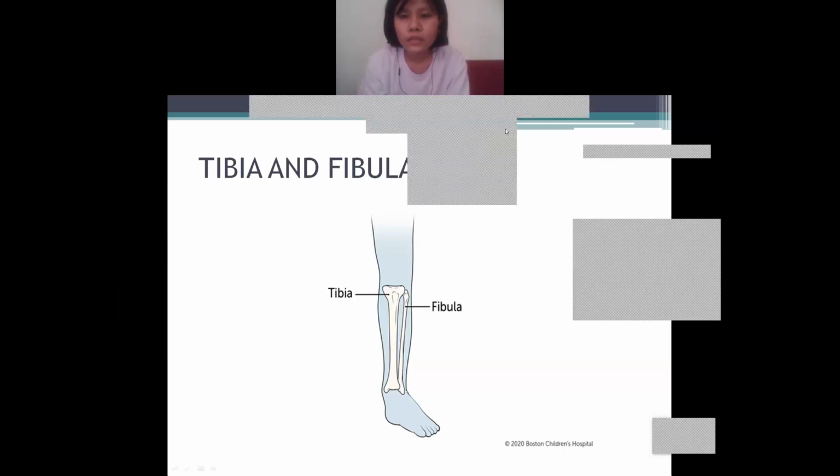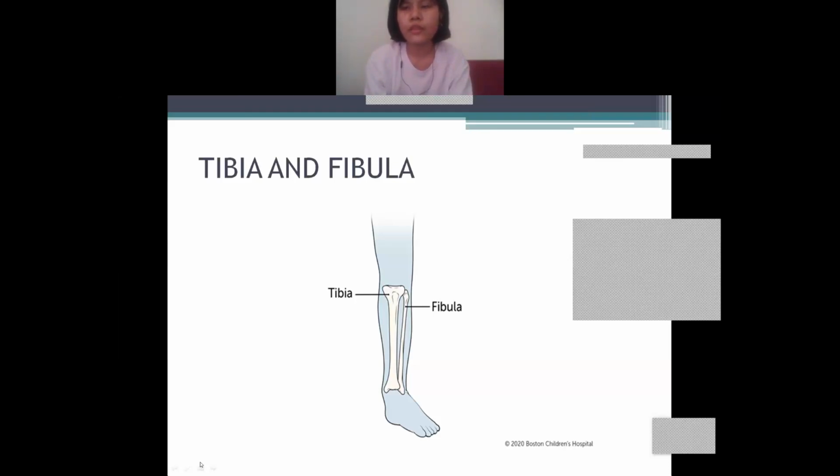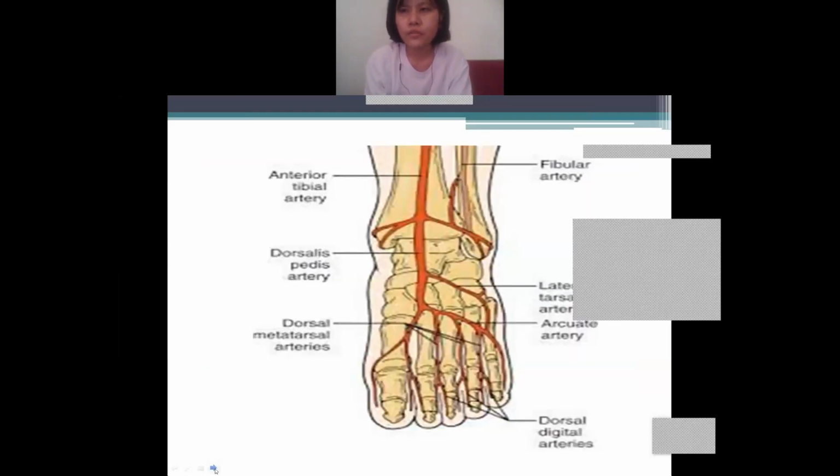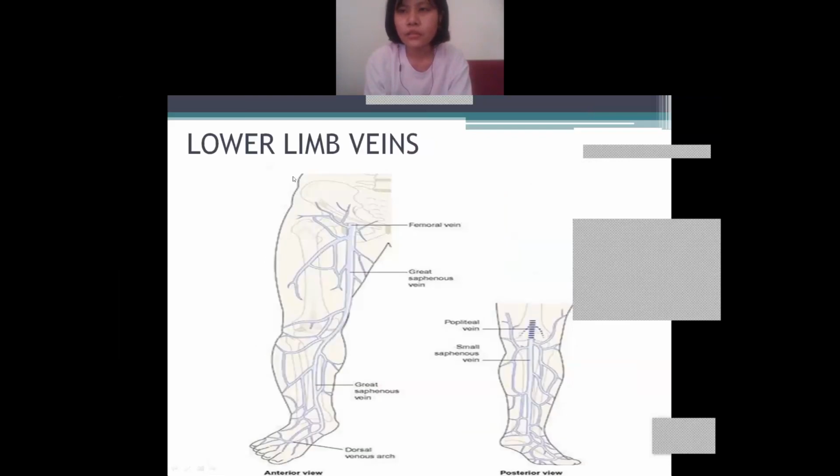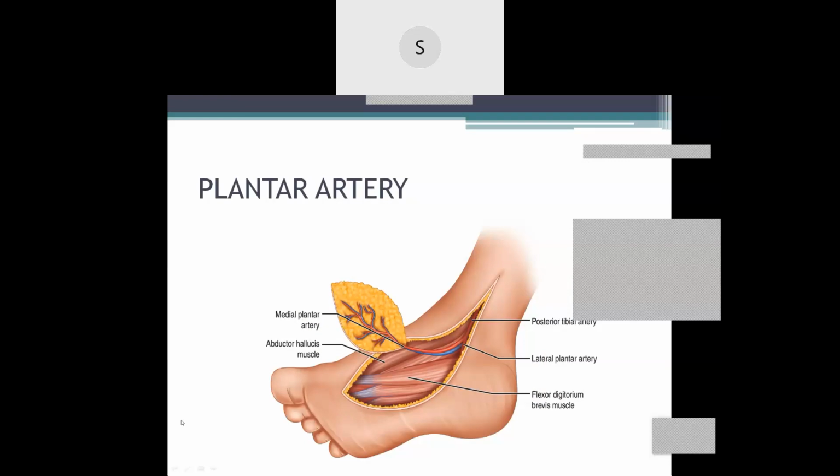Okay, did you all understand today's class? Everyone, I'm asking again. Yes, ma'am. Okay, so that was about the artery. Tomorrow we will discuss the lower limb veins. In the lower limb veins, same thing, deep veins and superficial veins are also found there. So we will discuss that tomorrow.